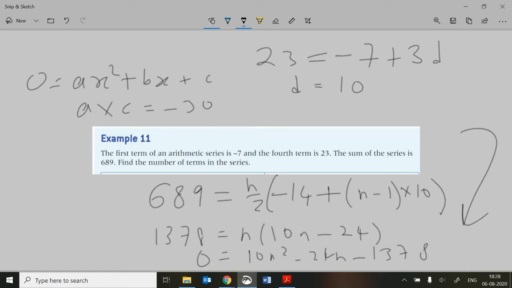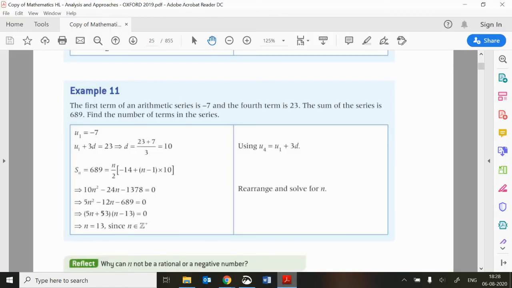So I might not do this technique here, although I suspect that it does factorize because n is a whole number. Looking for a whole number here. But I would probably use completing the square if I had to do this longhand, but otherwise I'd use the calculator. Let's check out what the book says.